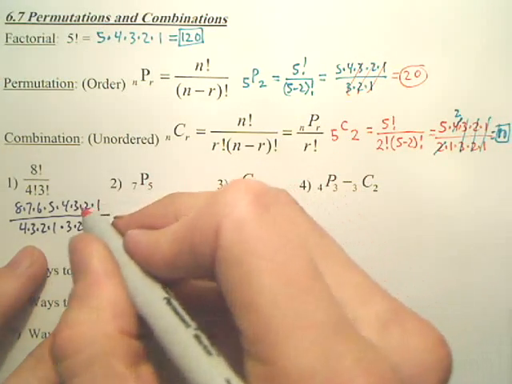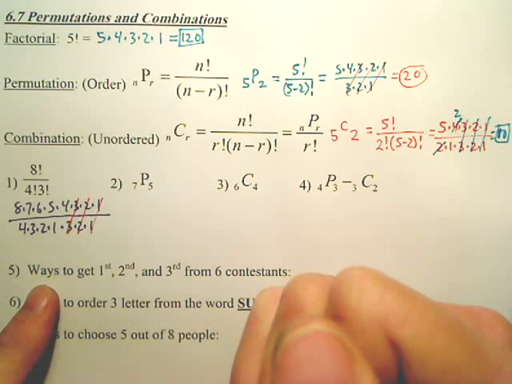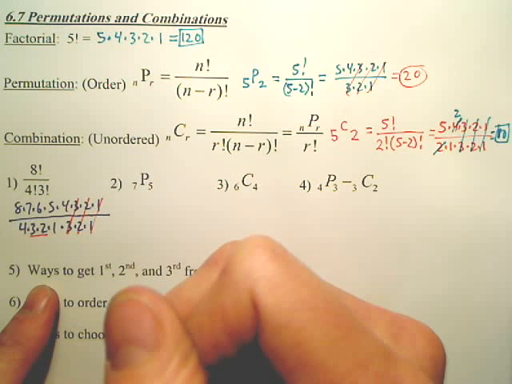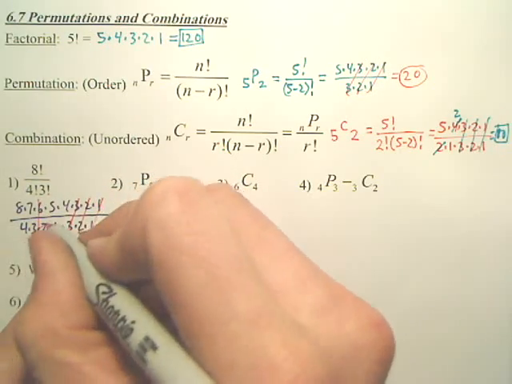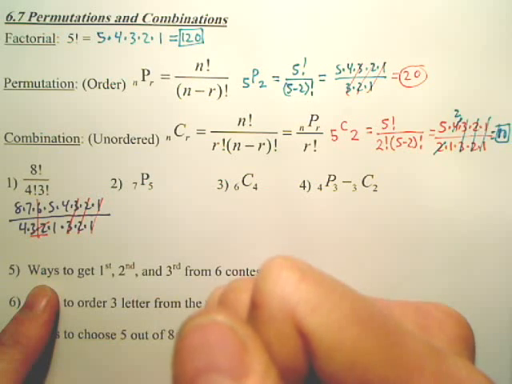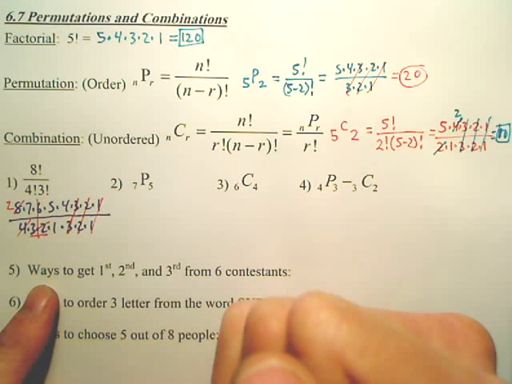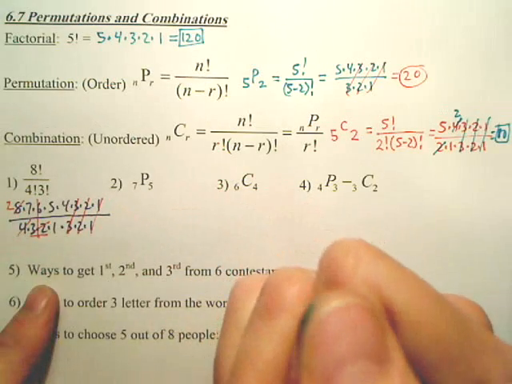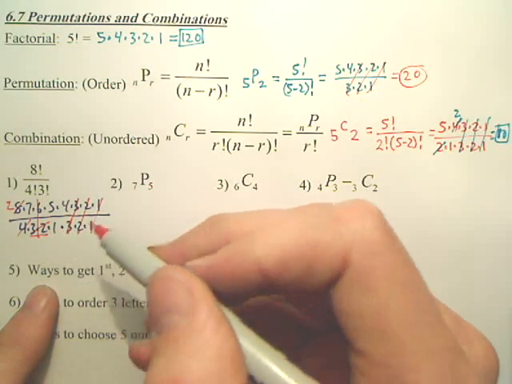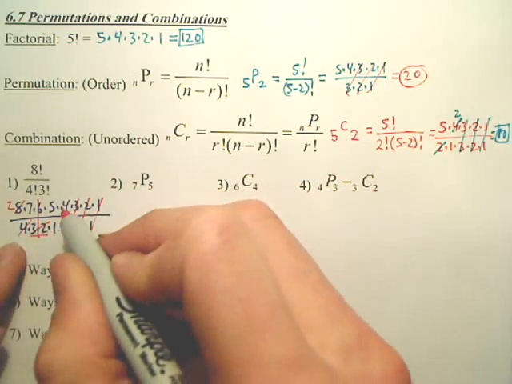Okay. Do you see how these cancel? What is 3 times 2? Doesn't that equal 6? Won't that cancel with the 6? Got it? How about 4 and 8? Does 4 cancel with the 8, leaving you 2? 4 goes into 8, leaving you a 2. Divide by 1, doesn't matter. So we now have 2 times 7 times 5 times 4. Oh, I'm stupid. The 4 would cancel with the 4.